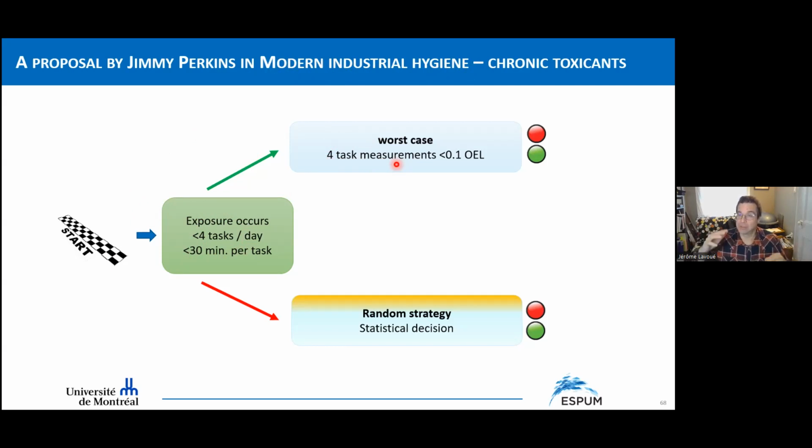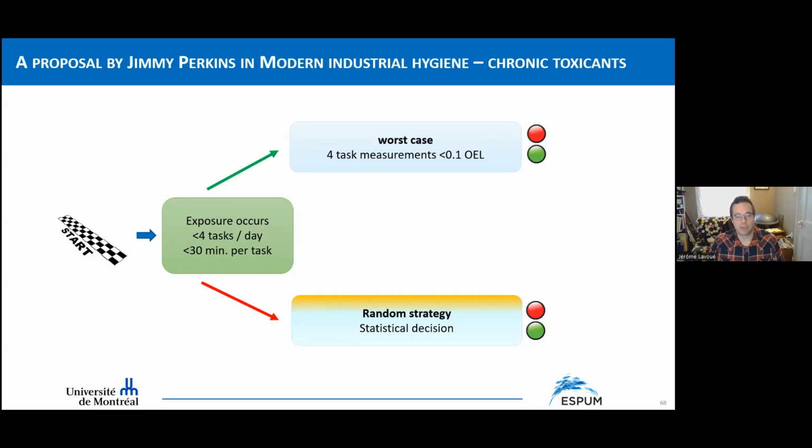So this is like not assuming that your task lasts the whole day, but only during the task duration. So you take 4 measurements, and if these 4 measurements are below 1/10 of the OEL, you don't need to go into statistics. So that's his way of making sure that we really obtain worst case results. And then we can apply the worst case strategy. And if you can't do that, you take the random sampling approach.